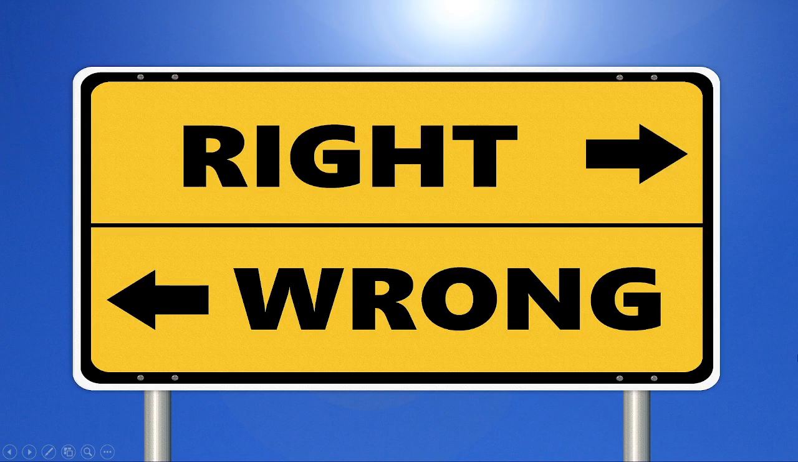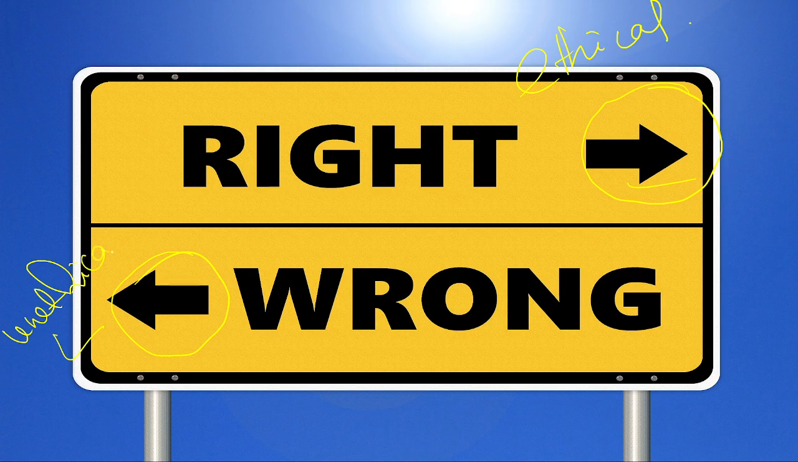Right and wrong, you see, right is this direction, wrong is this direction. An ethical person will act in the right way, and an unethical person will act in the wrong way. So a person with high ethics will act in the right direction, and an unethical person will act in the wrong direction.